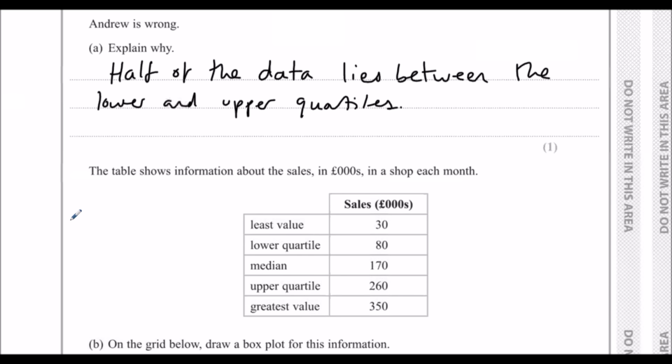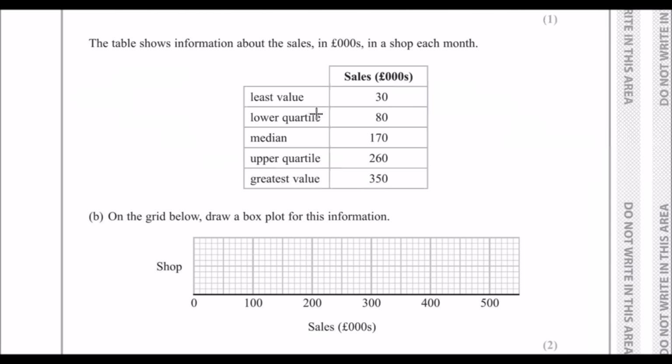The table shows information about the sales in thousands in a shop each month. Draw the box plot for this. So we've got the lowest, the lower quartile, the median, the upper quartile, and the highest. That's what we need. So we just need to draw it on. So the lowest is at 30. Lower quartile is at 80. Median at 170. Upper quartile 260. And the greatest at 350.